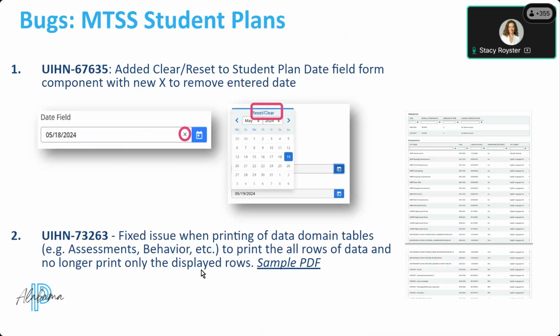Another issue that has been fixed is if you're printing from the domain tables to print all the rows of data and not only the displayed rows. Sometimes we saw where when people were trying to print the student plans, and yes, they are working on a more printer-friendly view of student plans altogether, so that's coming, it would only print what was showing on the screen that you saw on your computer, and sometimes it would chop off what was in the rest of that page. That has now been fixed.